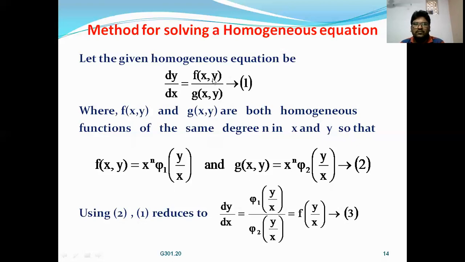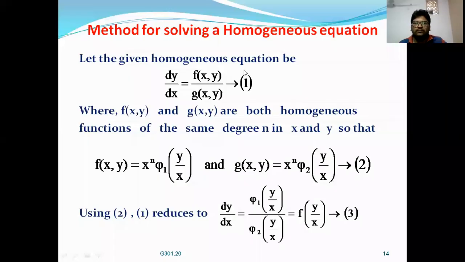Okay, from these two equations 1 and 2, the equation reduces to dy by dx is equal to phi 1 of y by x by phi 2 of y by x, where x to the power of n cancels. This can be written as f of y by x.